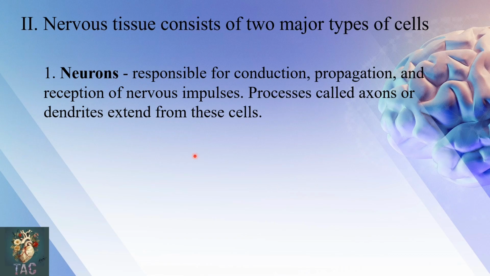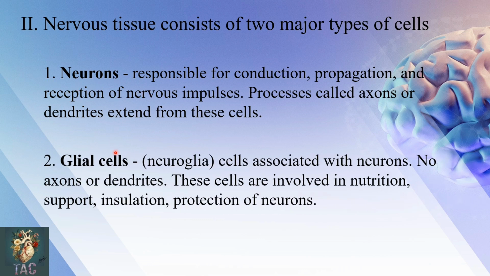Nerve tissue consists of two major types of cells. One is the neuron and the other is the glial cells. Neurons are responsible for conduction, propagation and reception of nerve impulses. The processes called axons or dendrites extend from these cells.